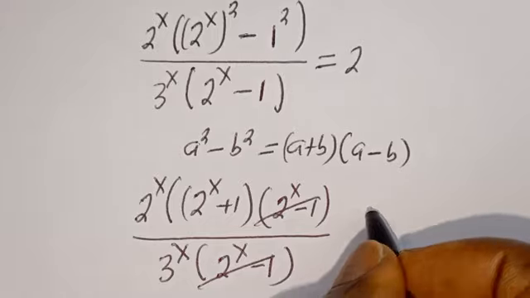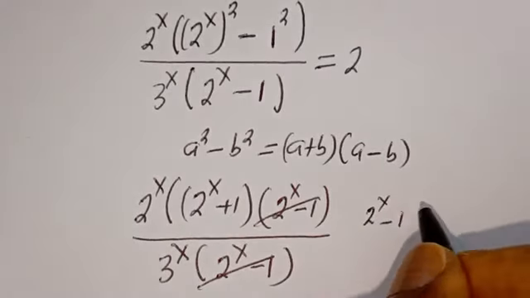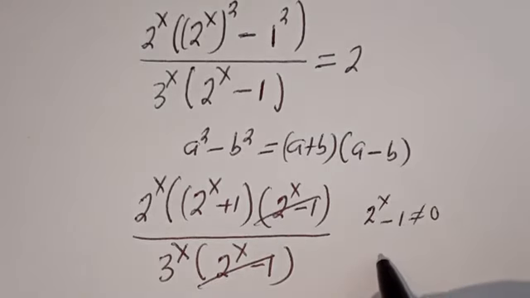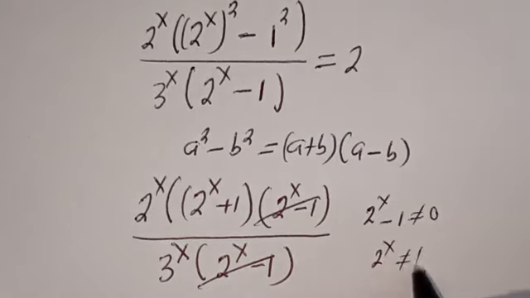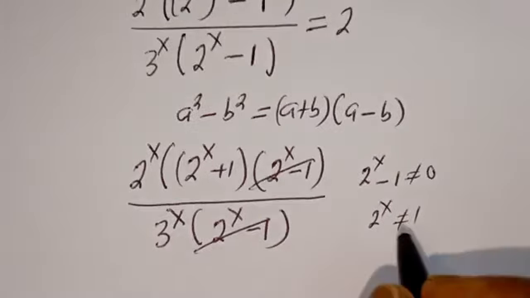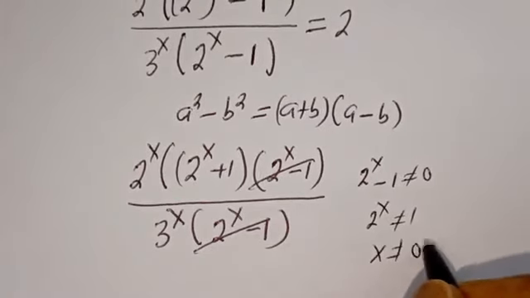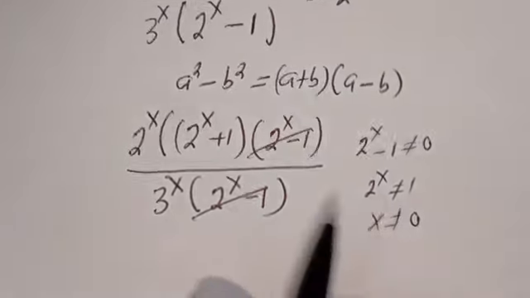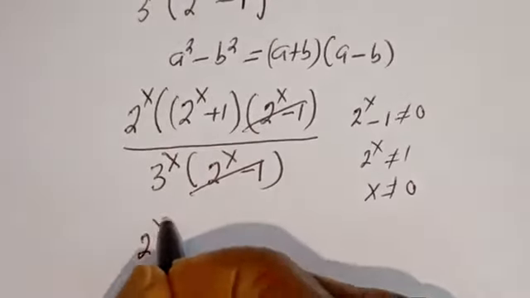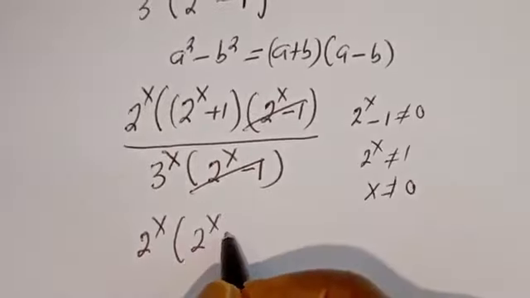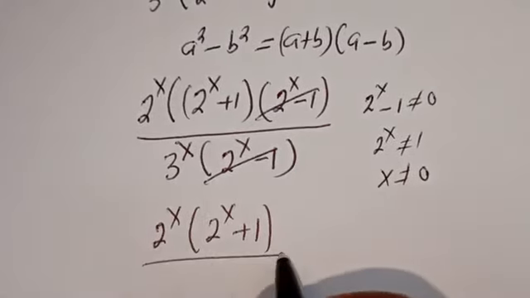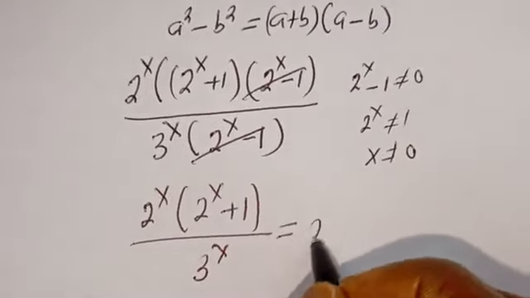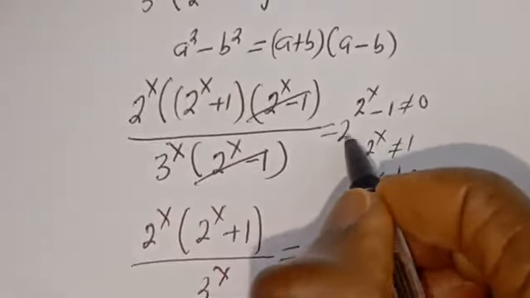That is, here we know that 2 to the power of x minus 1 is not equal to 0. So here 2 to the power of x is not equal to 1. Therefore x is not equal to 0. So here we have 2 to the power of x bracket 2 to the power of x plus 1, divided by 3 to the power of x, is equal to 2.